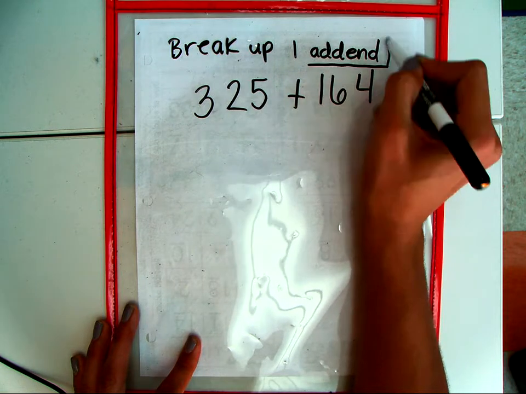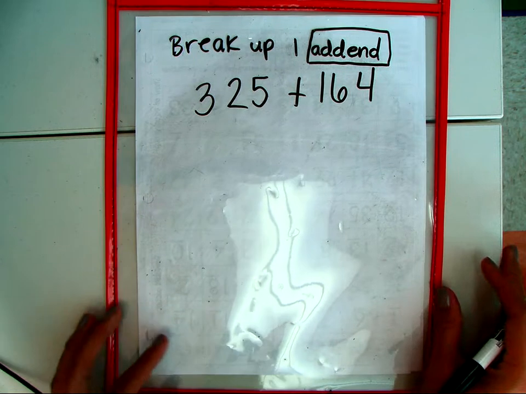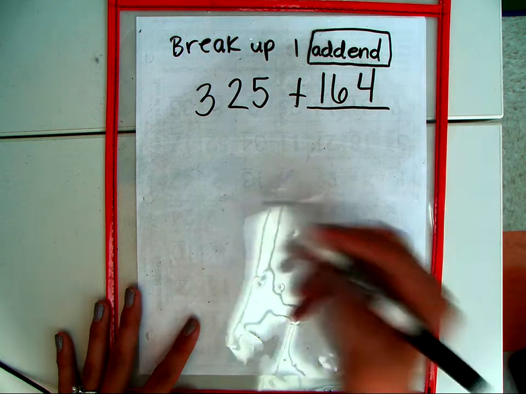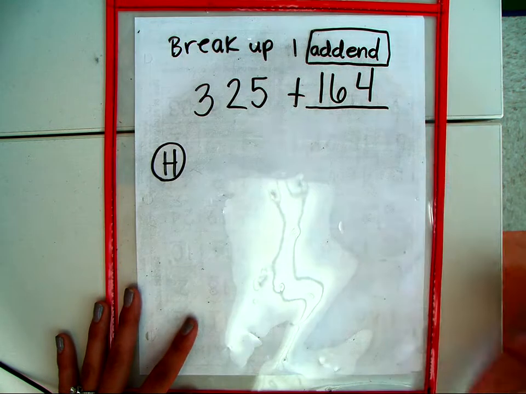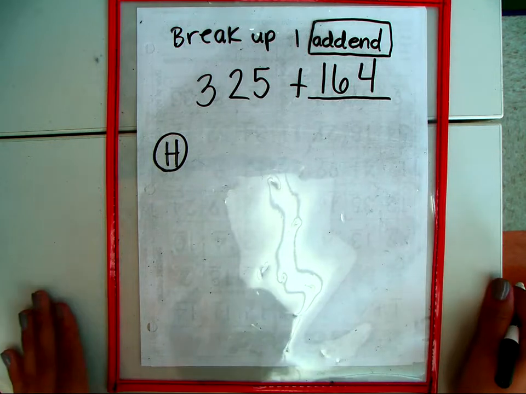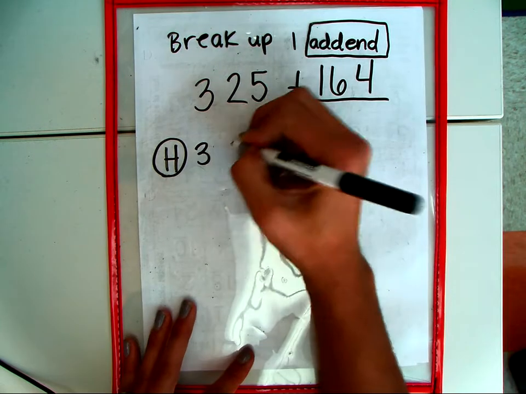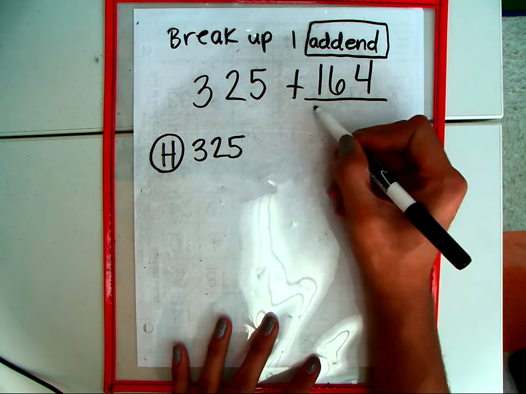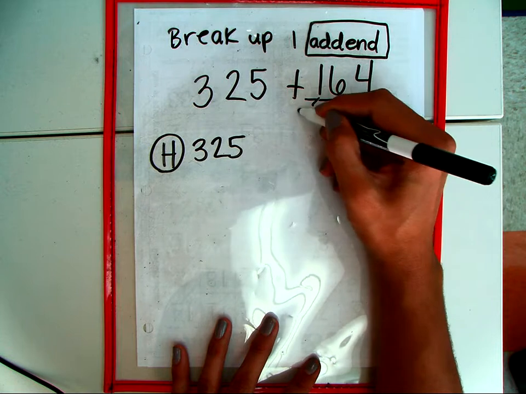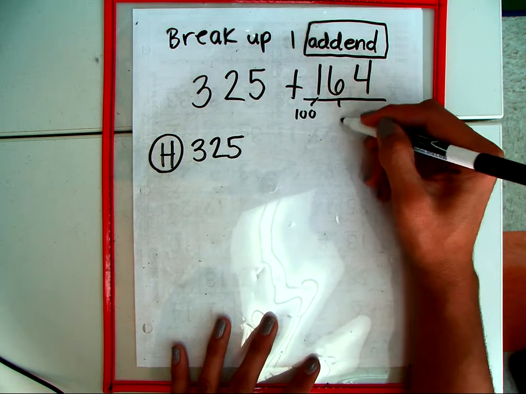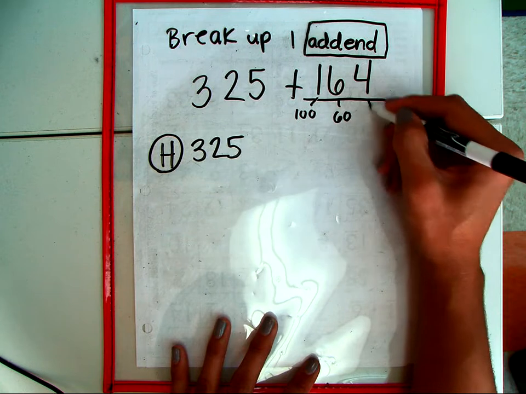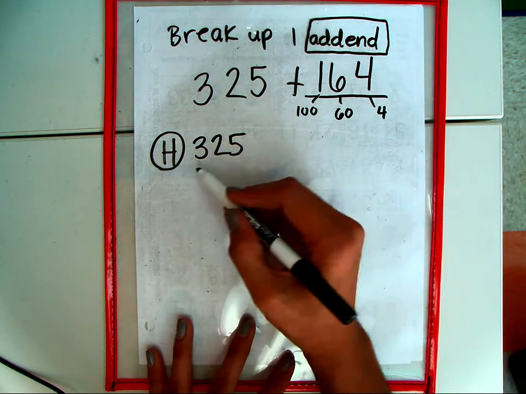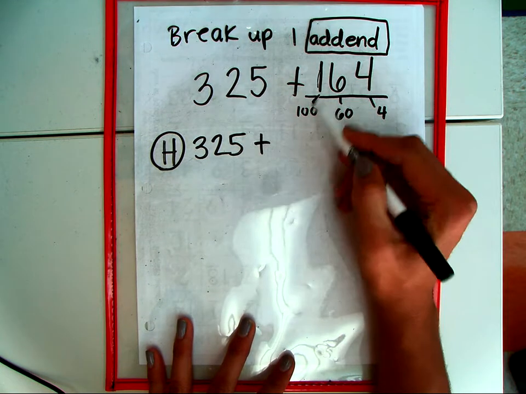We're trying to use the vocabulary. We're not breaking up one number, we're breaking up one addend. So I'm going to break up the 164. I'm going to start by adding the hundreds. I'm being precise in my work and adding an H for hundreds. I start with 325, and I'm going to break up 164. The 1 in 164 represents 100, the 6 represents 60, and the 4 represents the 4 ones. So I'm going to start by adding the hundreds, so 325 plus 100.